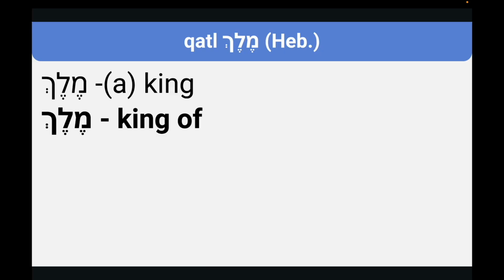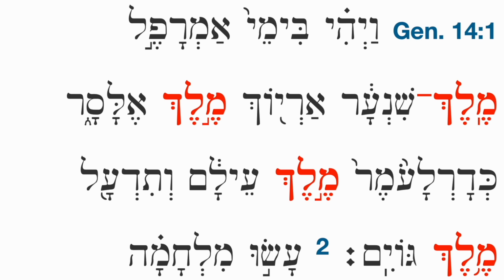Now the construct form is exactly the same, melech. And we see this all over the place in the Hebrew Bible. Genesis 14 is a good chapter for this one. Vayhi bimei Amrafel melech Shinar, Aryoch melech Elasar, and so on and so forth.